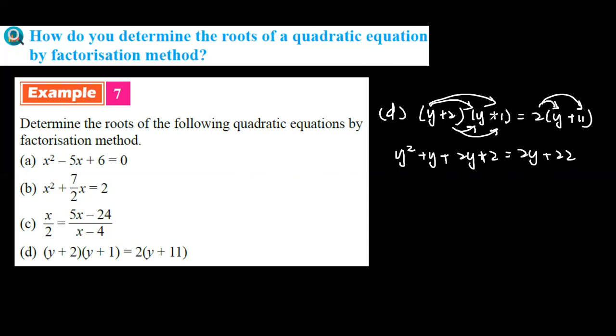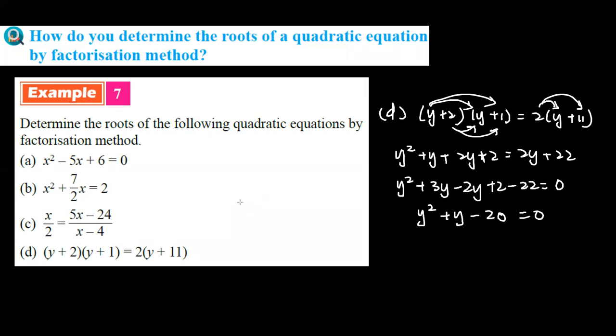Move 2y and 22 to the other side. So we have y squared, this one combined becomes 3y, move 2y to the other side, minus 2y, plus 2 minus 22, because we moved the positive 2 to the other side. So further simplify, y squared plus y minus 20 equal to 0. So this one is already in general form. The next step is the inspection method.